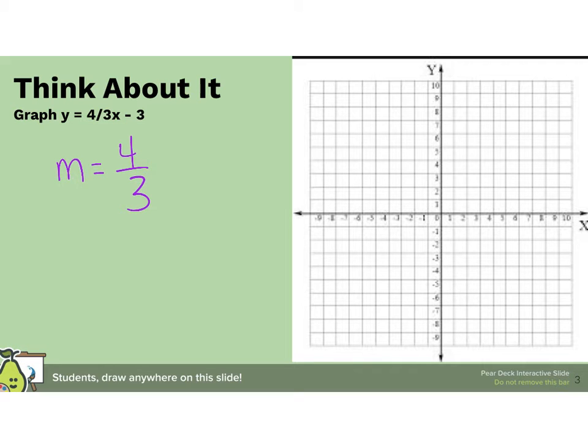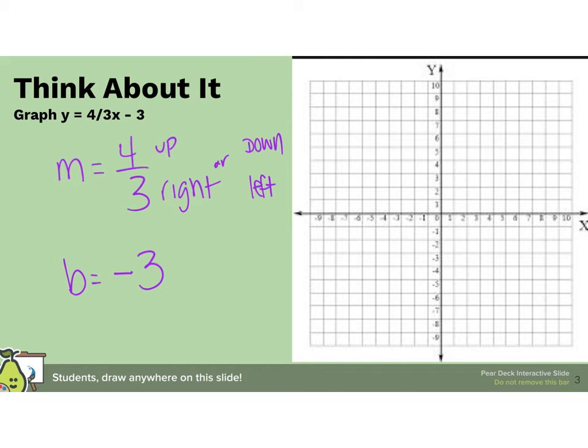This means, because it's positive, you're going to go up 4 and you're going to go right 3. The other option you could have chosen was to go down 4 and left 3. Either one of those will give you the positive slope. And then your y-intercept is at -3. Hopefully you saw the negative, okay?